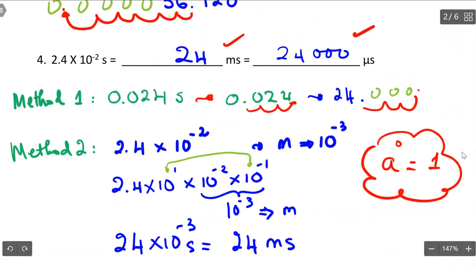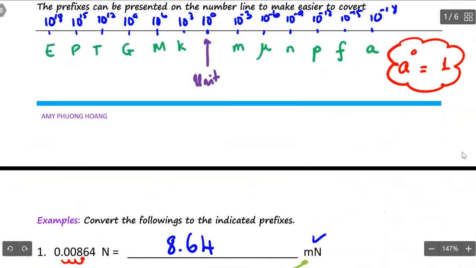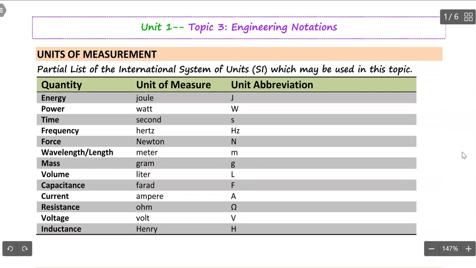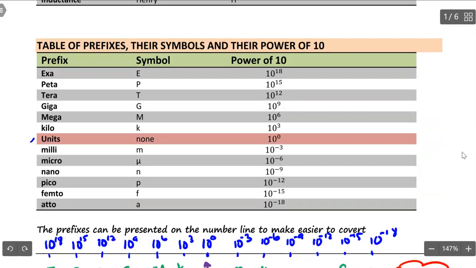Okay, so this is our scientific notation. It has something to do with our engineering notation, because engineering notation will have the unit attached to a prefix, but scientific notation has a lot to do with the power of 10. All right, okay, so I would like you to distinguish the difference between the two. And remember that engineering notation is very important. Familiarize yourself with the unit and also with the prefix.